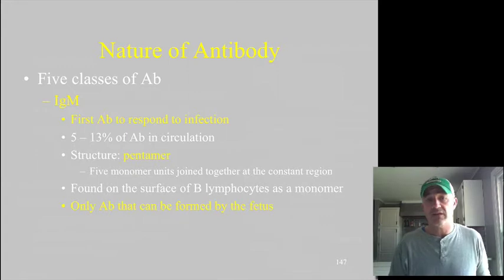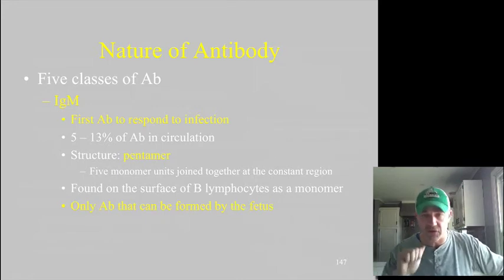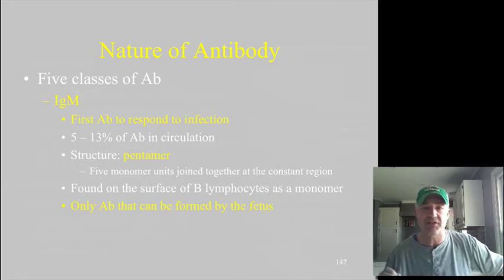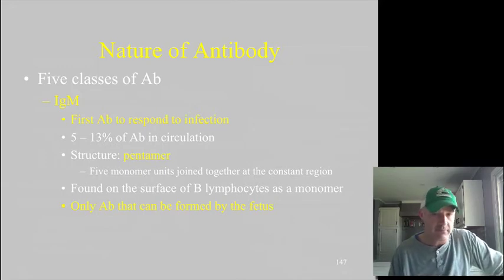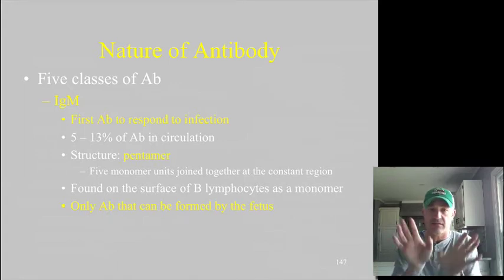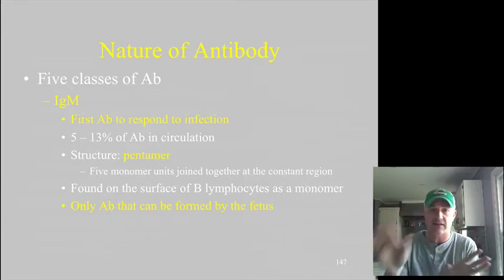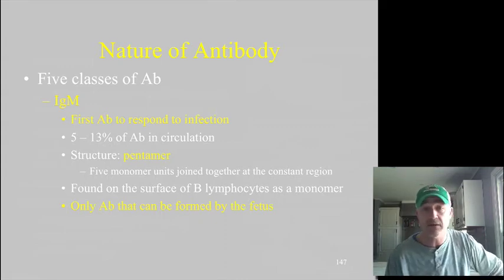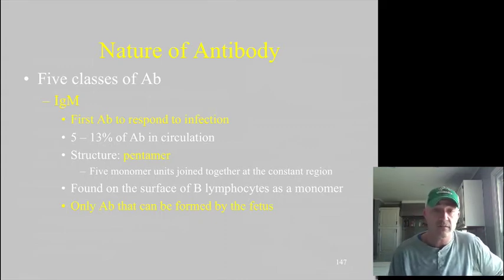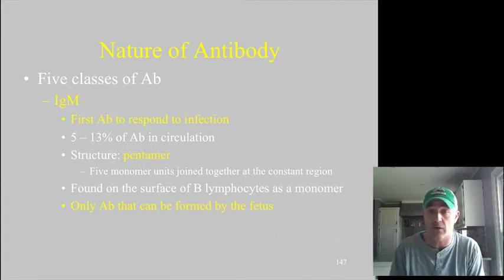IgMs, the main thing and the biggest deal with this one is it is the antibody of first response. Anytime you're exposed to an antigen for the first time, the first antibody you're going to make is IgM. It is always going to be that first one. It's not so worried about the percentages in there. It is 5 of those little Y-shaped proteins connected together, which makes it what's called a pentamer. The other thing that's interesting about this one is it's the only one the fetus can make before birth. So kind of interesting on that one.